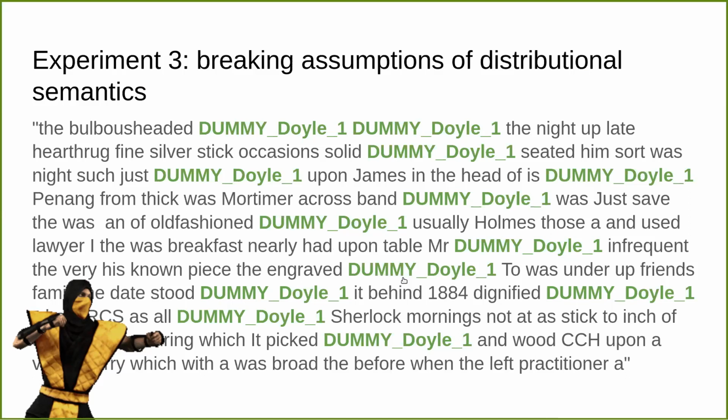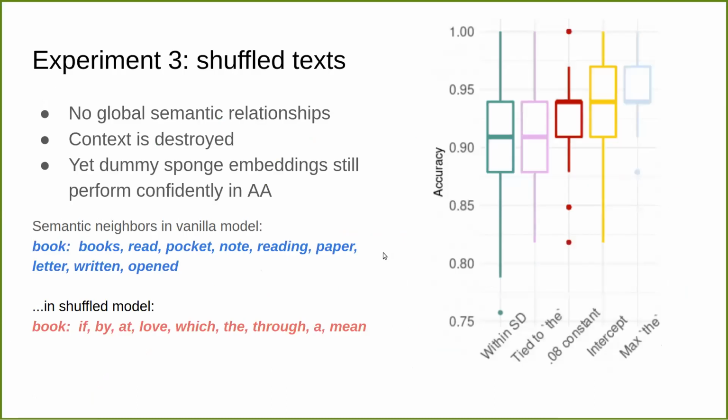We keep the dummy setup the same as it was before. We now shuffle the whole text, so the global semantic space is basically efficiently destroyed in the models. And what we get is that there's no global semantic relationship, the context is destroyed, but it still doesn't confuse the dummy sponges, and they still perform confidently in the authorship attribution context.